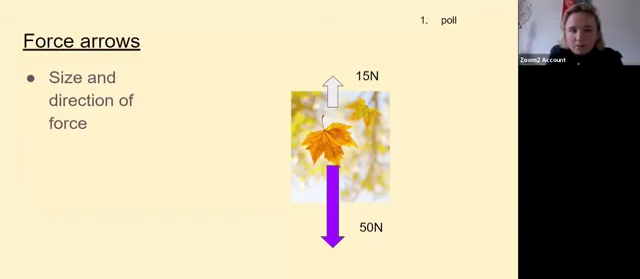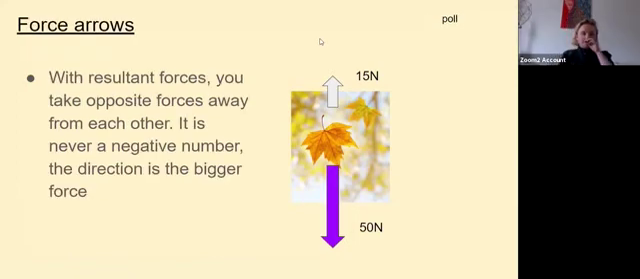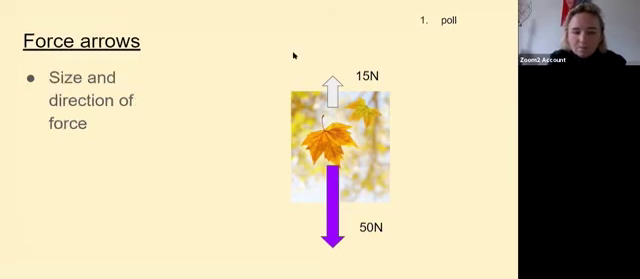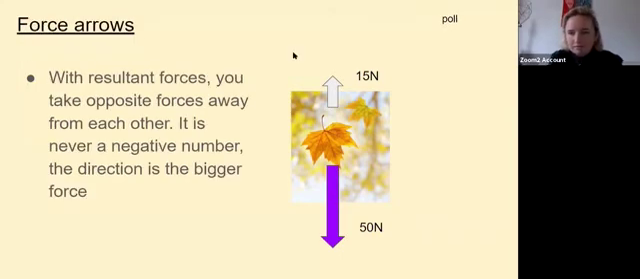Now, what we can do is calculate something called a resultant force. The resultant force is the overall force that is acting on this leaf. And with resultant forces, you take opposite forces away from each other. We never get a bigger number, we never get a negative number, but we just then indicate the direction of that. So we'll do an example together, and then hopefully that'll become a bit clearer. So Mr. Lamb, could I have the next poll, please?